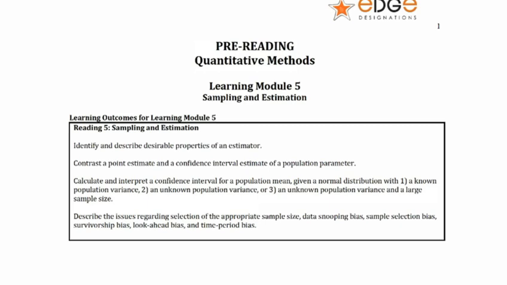Edge designations, CFA Level 1, pre-reading, quantitative methods, learning module 5. This is the 5th module out of 6 for quantitative methods, sampling and estimation. As per usual, what we do on every front page of our notes is we give you the learning outcome statements, okay, just to make sure that everything that is required to be covered, of course, does get covered.